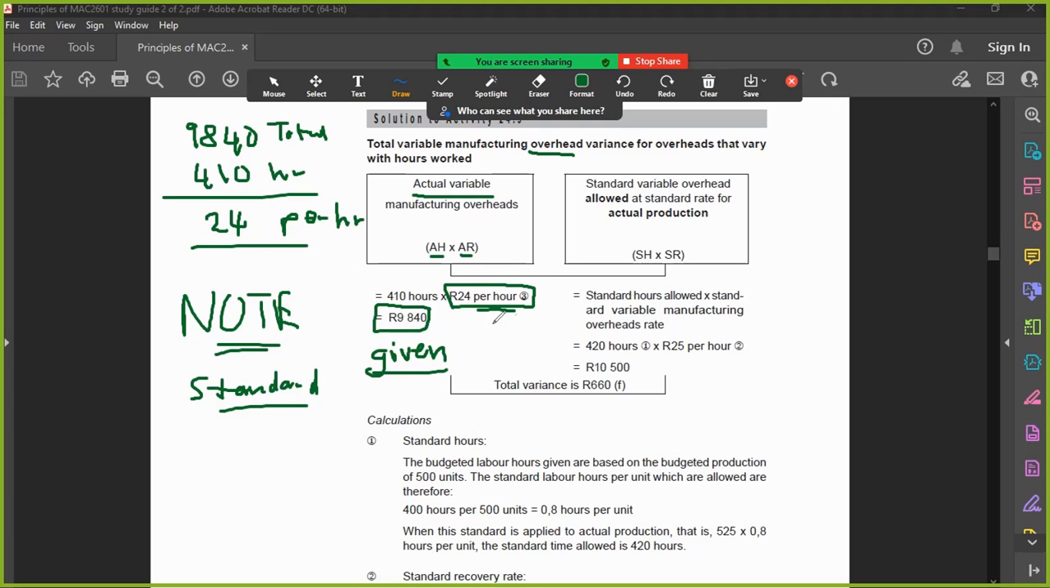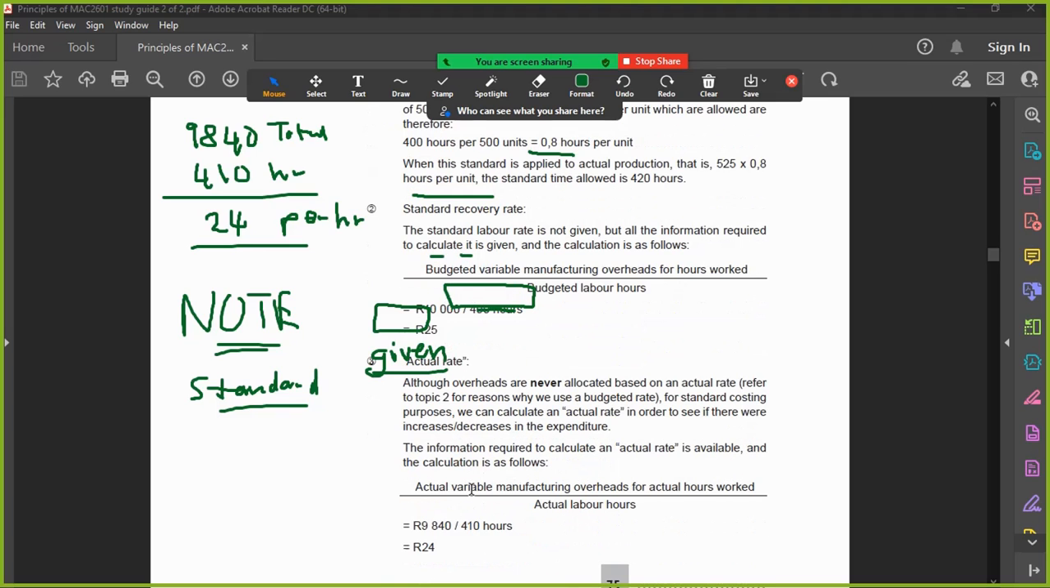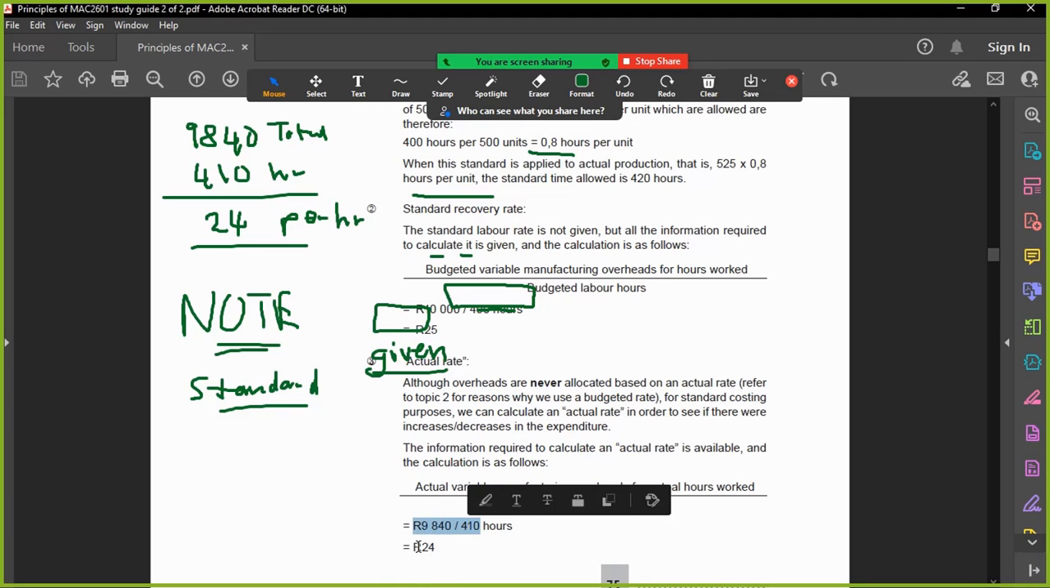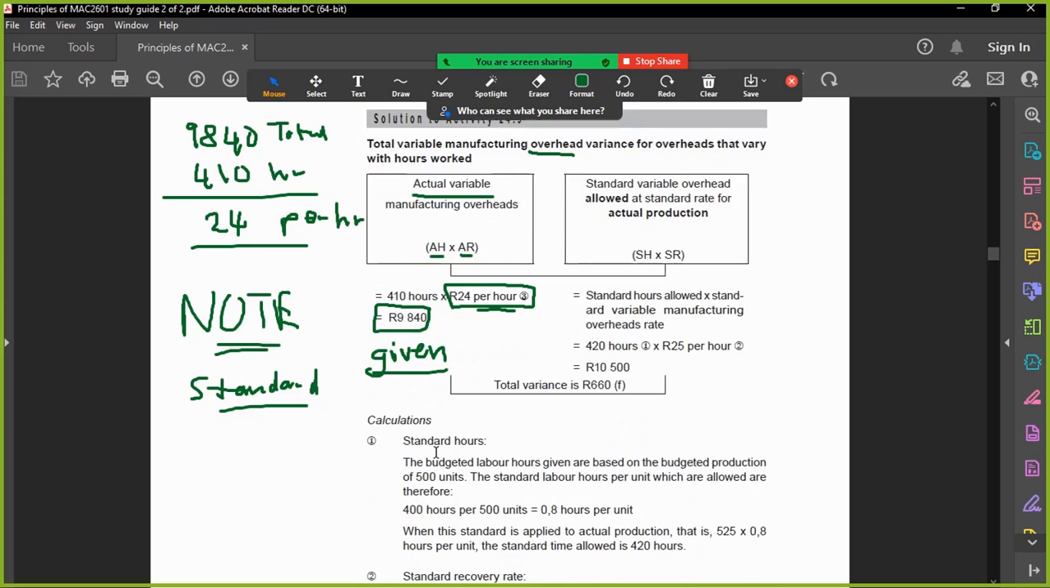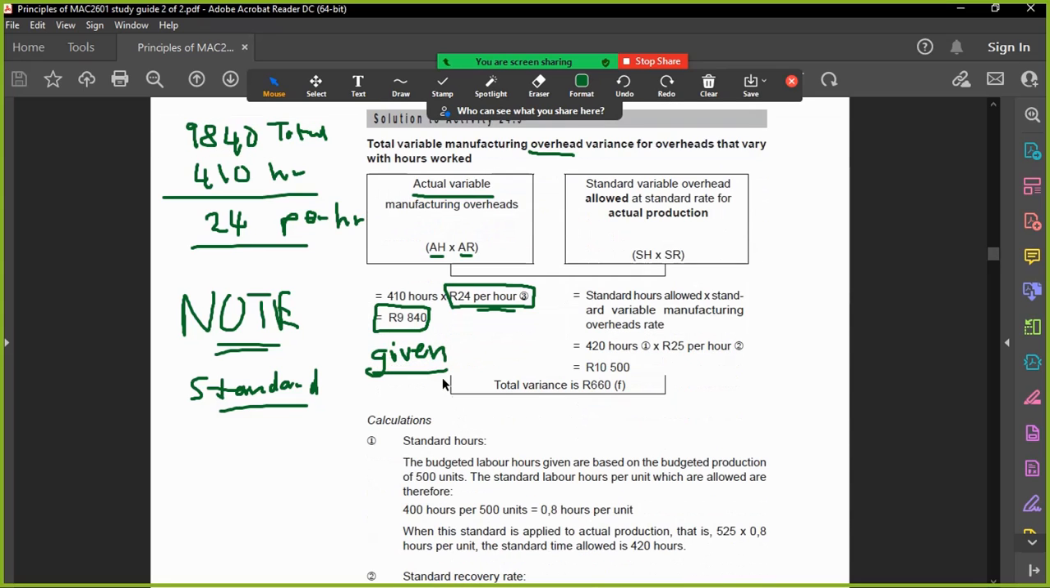I see there's a little working here, working 3. Let's go down and see what they did. Actual rate, exactly the same. There we go. Does that make sense? Just remember, when you're trying to determine what the actuals are, sometimes you might have a question that's a bit different, where they give you this and they don't give you that, and then you might have to work it out differently. It just depends on what information is given.